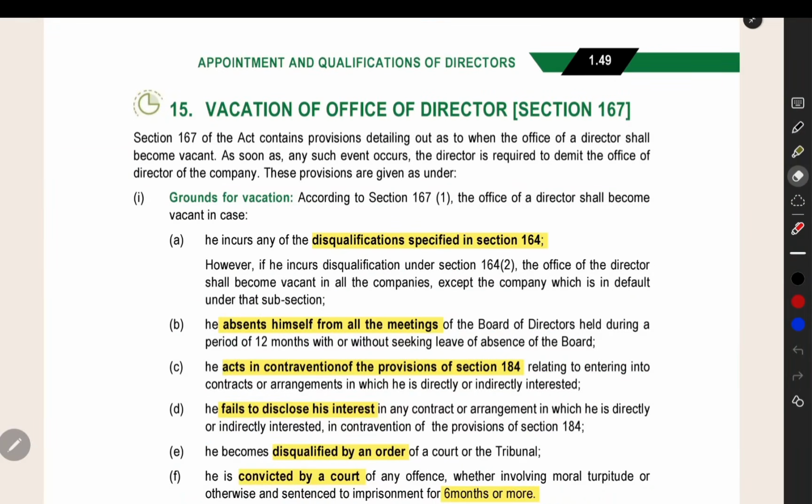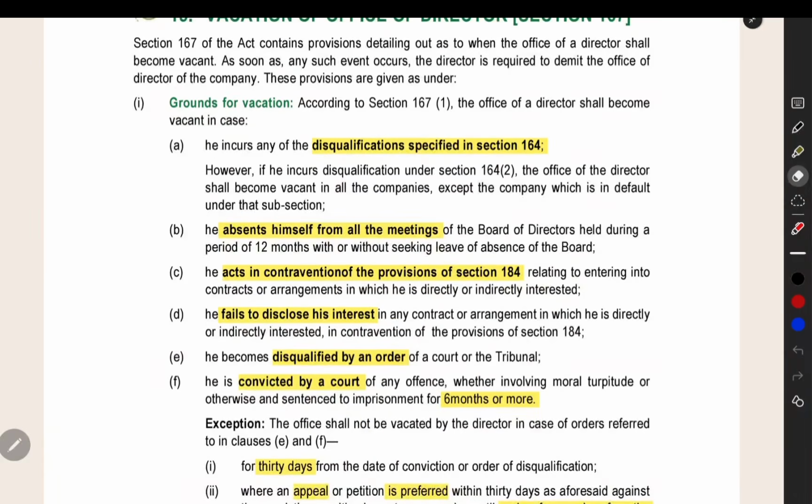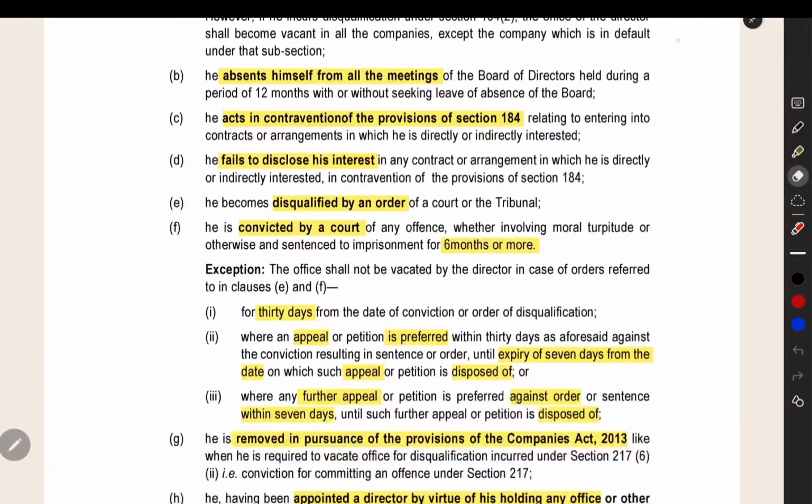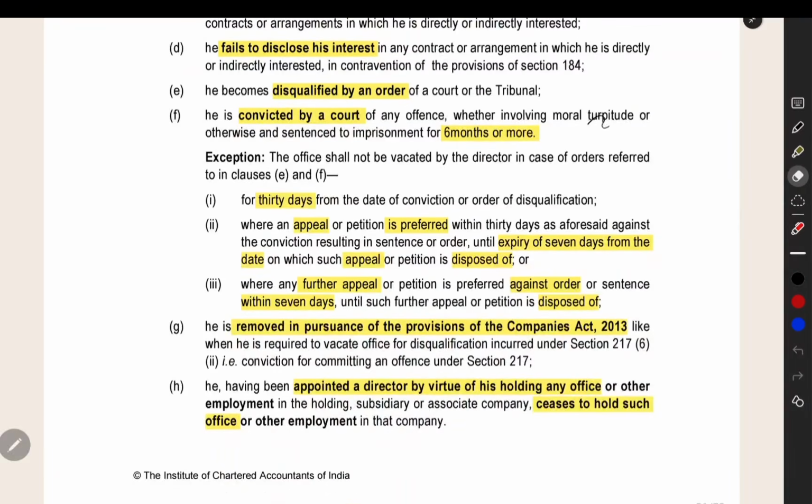Now, the next thing we are going to see is vacation of office of director, section number 167. If a director is appointed and he is attracting disqualification after being appointed, he is not attending the meeting, or he is contravening section number 184, which relates to the disclosure of interest of an interested director. He is not disclosing the interest, he is disqualified by a court order, he is convicted by a court offense, 6 months or more he is going to jail, whether involving moral turpitude or not. And then they have given some exceptions here.